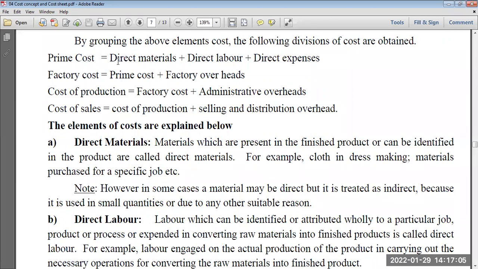Then if you add, with prime cost, the factory overheads. I know by this time you may be knowing what is factory overheads. Anyone can tell me an example for factory overheads? What is factory overheads? I told you, any indirect expenses that are incurred in the manufacturing process or that are incurred in the factory. Any example for factory overheads?